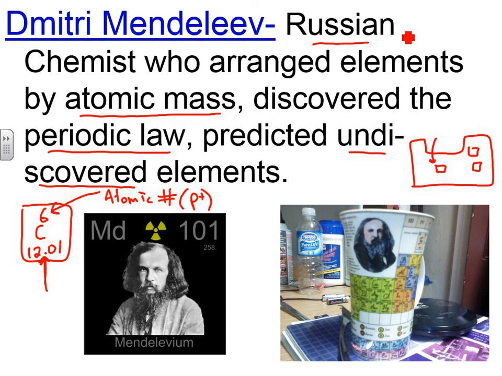A good example of this was the element technetium, element 43, which wasn't discovered until a few decades after he predicted it. And by the way, Mendeleev is honored on the periodic table. Element 101 is named mendelevium, after Dmitri Mendeleev. Feel free to get yourself a mug, a periodic table mug, just like so.